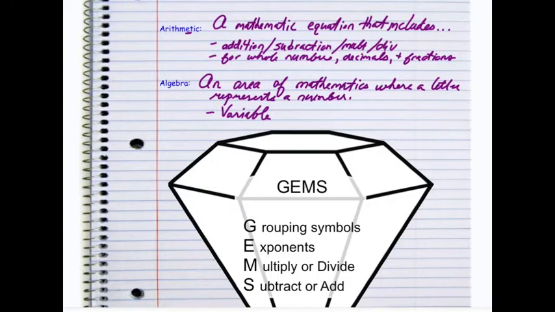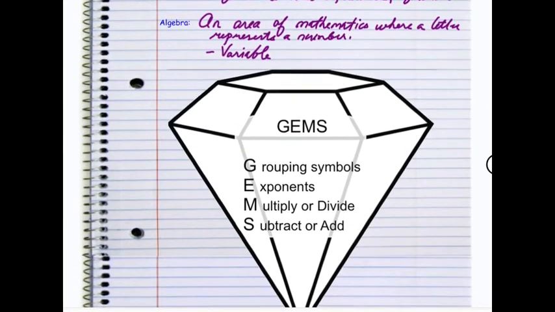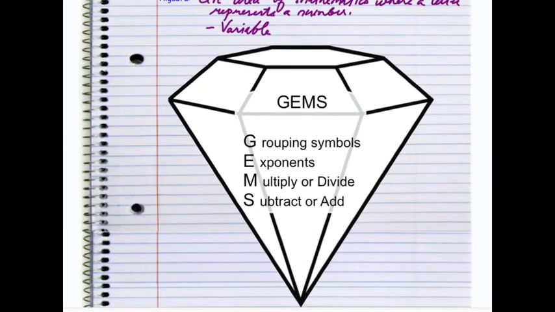So moving on, I want to look at this diagram for you for just a minute. This is the GEMS. A lot of you may have heard of PEMDAS, and we even talked about PEMDAS in our last video. And PEMDAS helps us determine the order of when we perform certain operations. So PEMDAS says parentheses, exponents, multiplication, division, addition, subtraction.